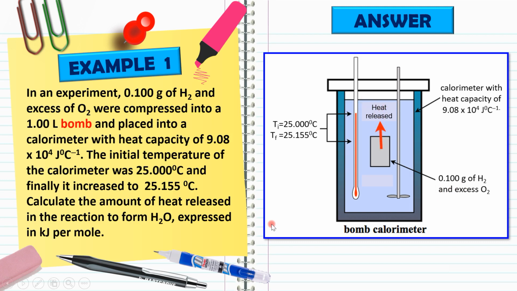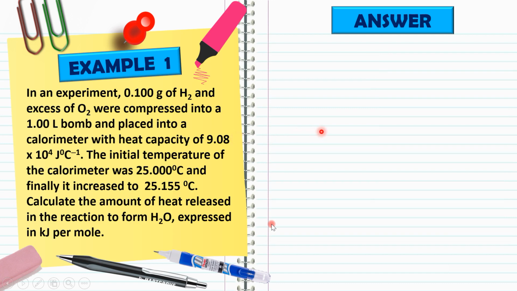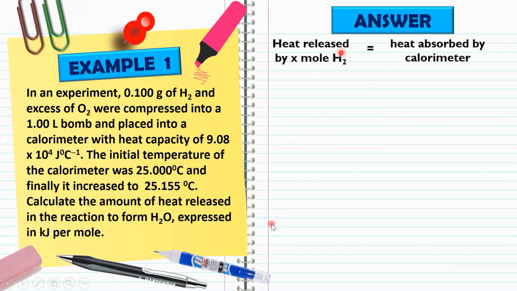Alright, so what should we do? Here is how you can solve this problem. Heat released by X mole H2 gas is equal to heat absorbed by the calorimeter. Why only the calorimeter? Because the question does not give the mass of water. It refers to a bomb calorimeter and no mass of water. So this statement you have to include in your calculation. This is the first mark given to you.